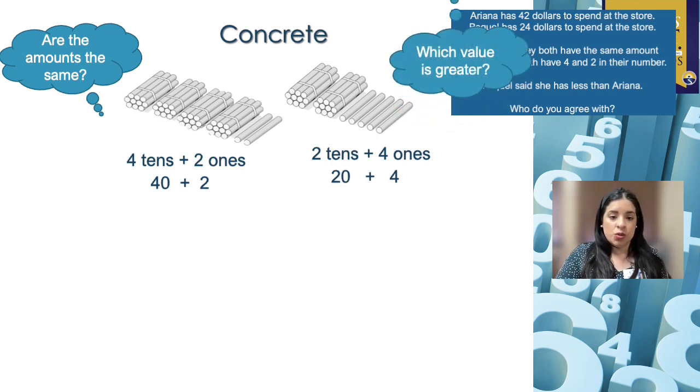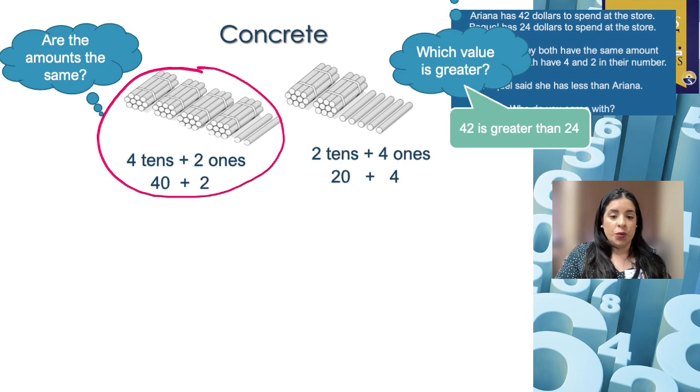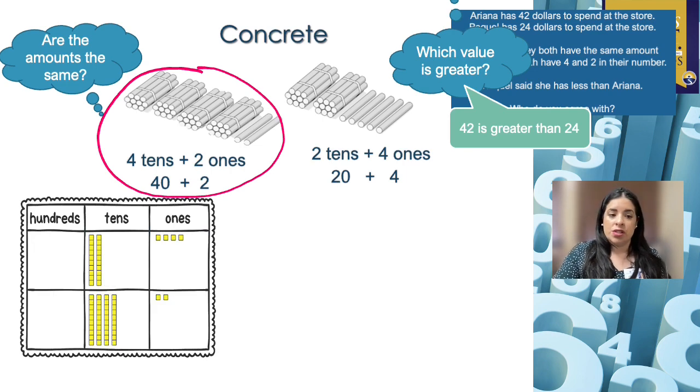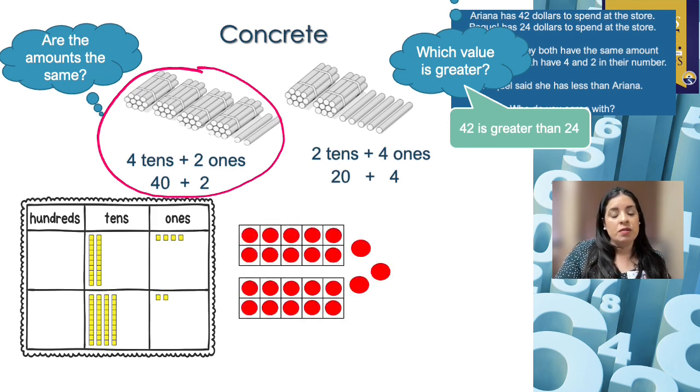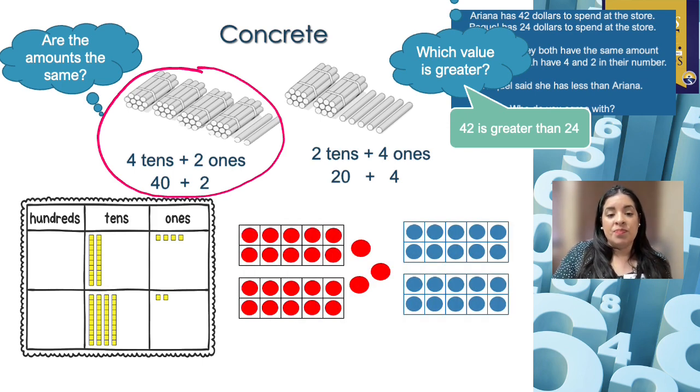Have conversations with students about which is greater and why it's greater. It's greater because there are 40 or 4 10s and the other number has 20 or 2 10s. So 42 is definitely greater than 24. Listen for students' vocabulary as they're making their explanations. Also have students use place value charts and base 10 blocks as a concrete model, or even building with color counters.